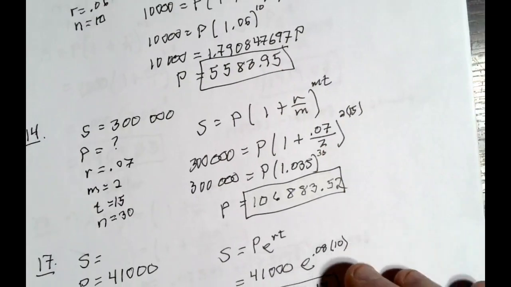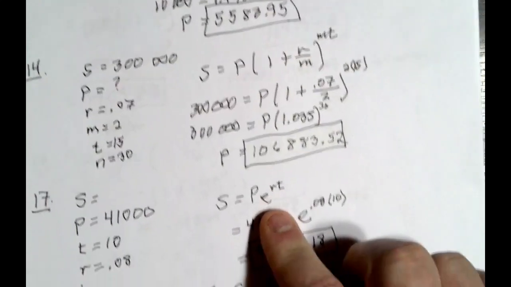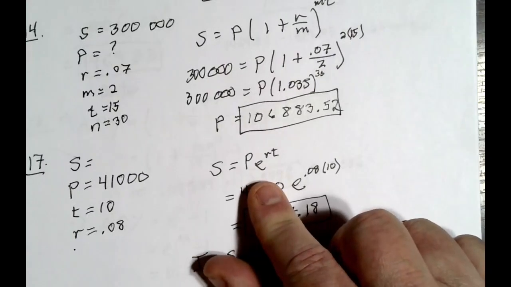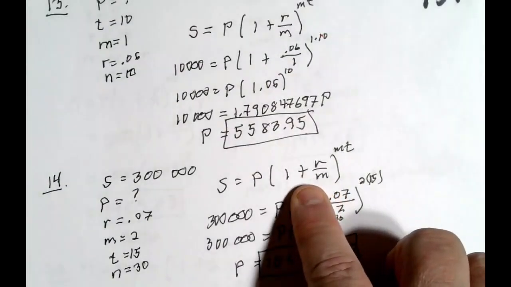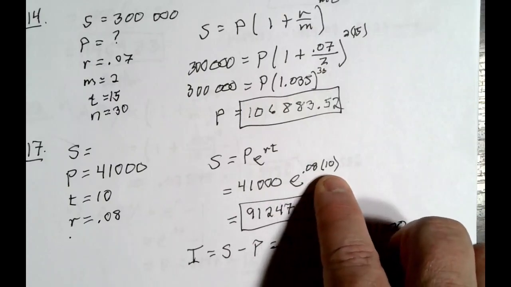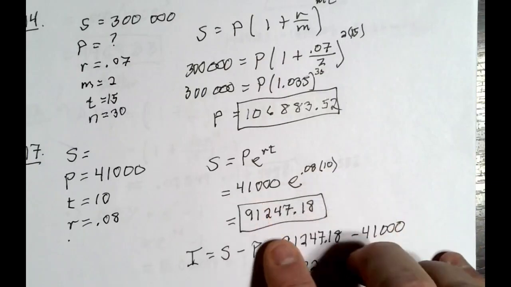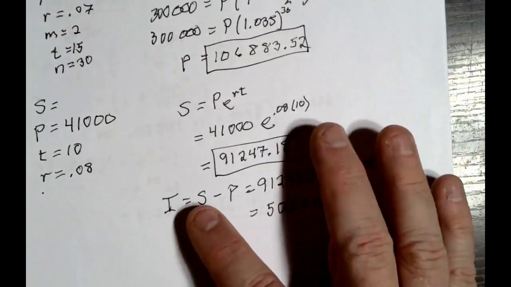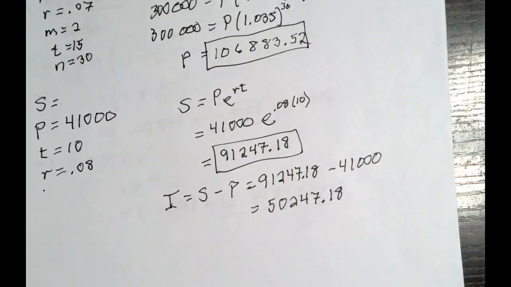17, what's the compound interest if 41,000 is invested for 10 years at 8%, compounded continuously? So now this is a new formula. When they use the words compounded continuously, you use this one. Otherwise, you use this one. Okay, so 41,000, 0.08 times 10. That's e to the 0.8 times 41,000, and you get this number here. Now what's the interest? It's the difference between 41,000 and 91,000. It's 50,000 something.